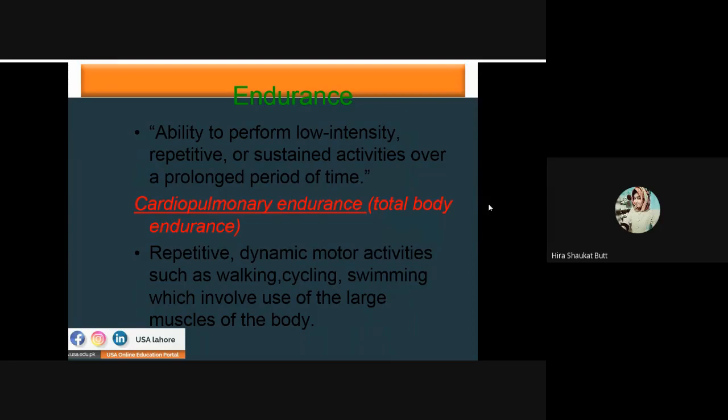So, endurance is basically divided into two types. One is musculoskeletal endurance, the muscle endurance, and the second one is cardiopulmonary endurance, which we will discuss in the aerobic exercise. Cardiopulmonary endurance basically involves the whole body muscles. So it is defined as repetitive dynamic motor activities such as walking, dancing, cycling, jumping, hopping, ascending stairs, descending stairs, any activity that involves the muscles of the whole body in a single activity. That is basically cardiopulmonary endurance or the aerobic exercises, which define the total body.